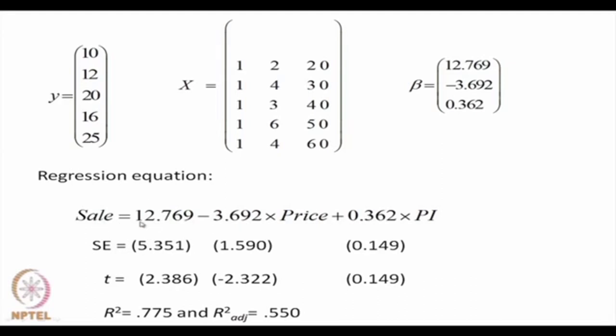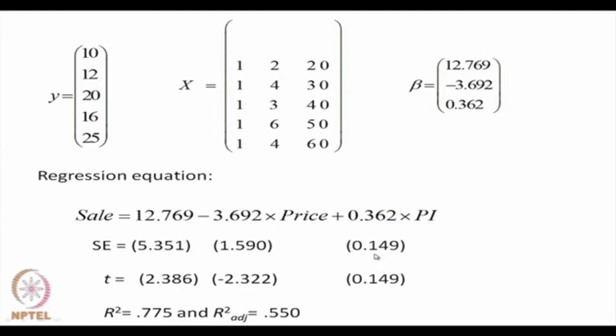Beta 0, the average value is 12.769, and its standard error calculated by the software package is 5.351, and the t statistic is beta 0 divided by its standard error, that comes to 2.386. Similarly, the standard error in making the estimate of the value of beta 1 is 1.592, giving a t value, the ratio of the two, of minus 2.322, and the average value is 0.362, that is the estimate.